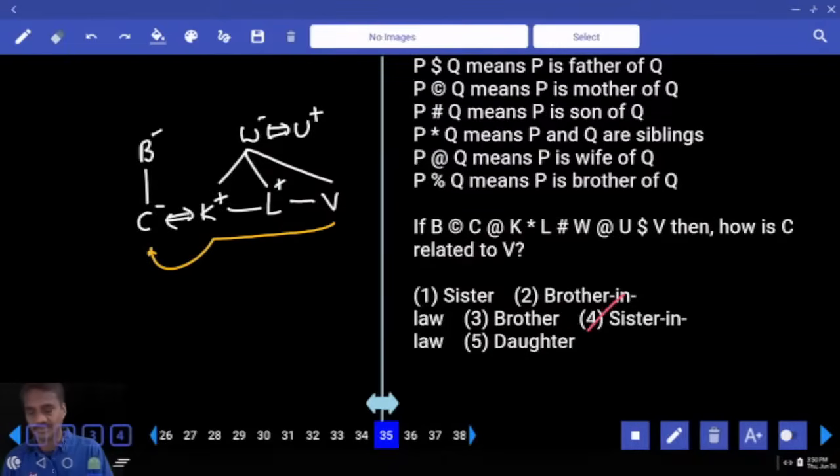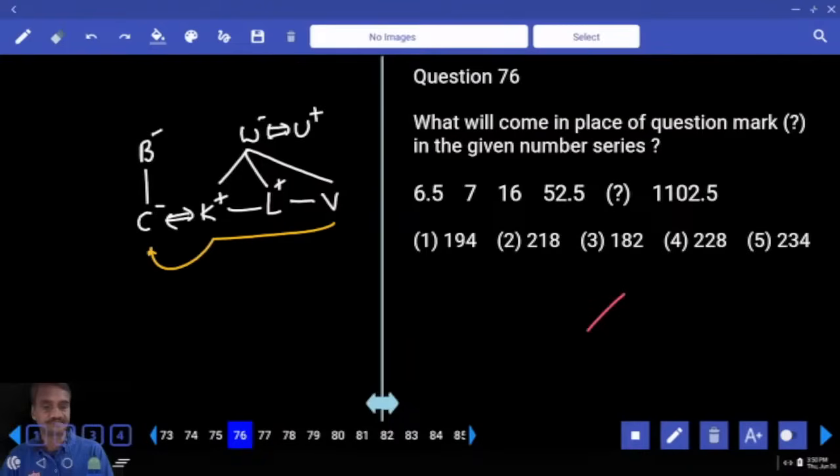Now this is about question numbers 33 to 35. The next one, anything left out in this paper? Number series. Question numbers 76 to 80. Now in this 76 to 80, the numbers start with 6.5 and keep increasing.